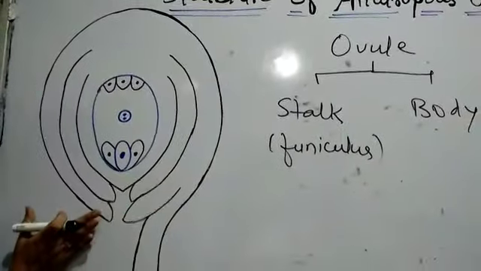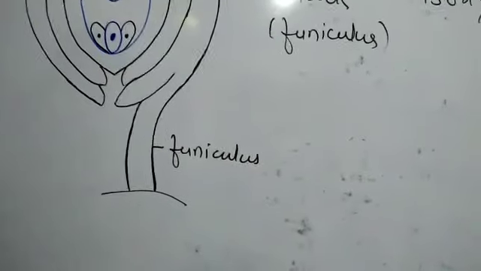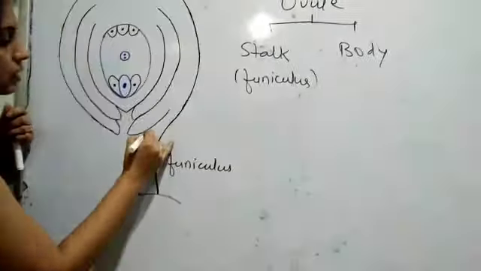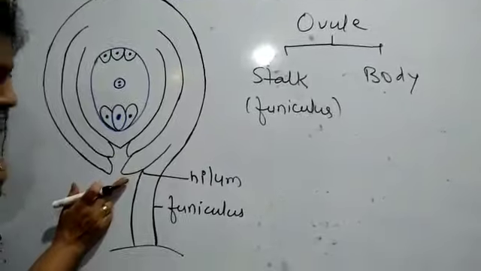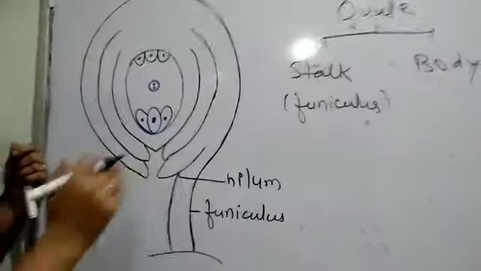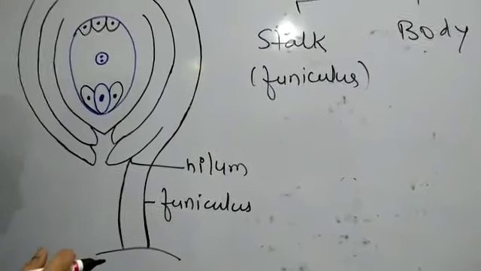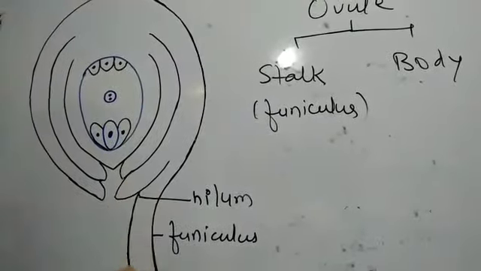See in the diagram, this whole structure is the body of the ovule, whereas the stalk-like structure we call the funicle or funiculus. Now, the funiculus is attached to the body of the ovule at a place known as hilum. The point of attachment of the body of the ovule with the funiculus is known as hilum. After the development of seed and fruit, we can see this hilum as a scar through which the seed is attached to the fruit. Now, this is about the funiculus or stalk.